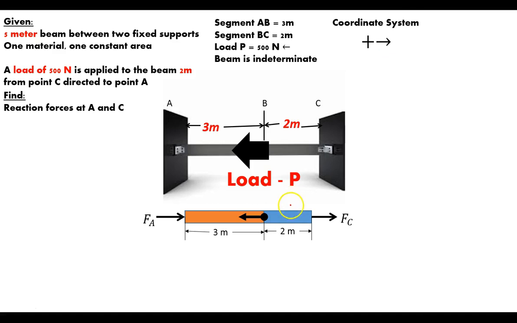And I have a free body diagram, a more simplified one showing my reaction forces. So I have the 500 newton load, a reaction at A and a reaction at C, and where everything is taking place. 2 meters from C is where the load is applied, which leaves 3 meters in segment AB. And again, we know this side is in compression and this side is in tension. So this side is getting stretched, this side is getting squeezed.